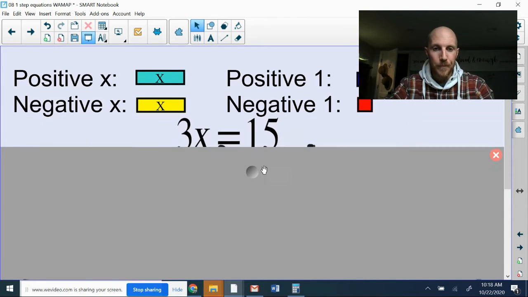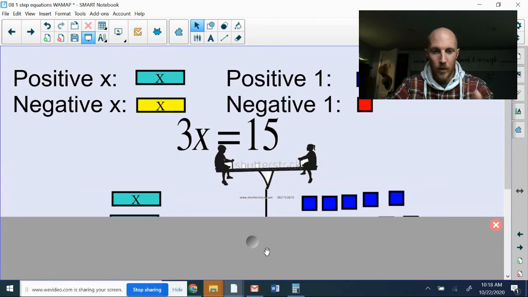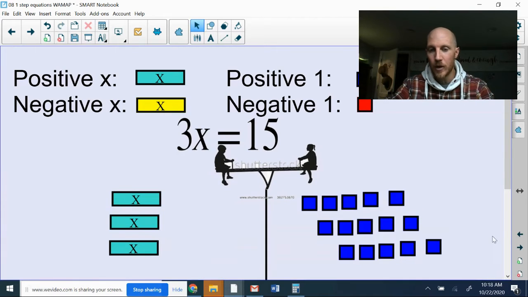So we can illustrate, like if I had an equation that said 3x equals 15, I can illustrate that with algebra tiles. And when I illustrate them with algebra tiles, I'm going to keep track of my two sides of the equal sign with this teeter-totter, because the equation has to stay balanced, and I want to use that teeter-totter to help us remember.